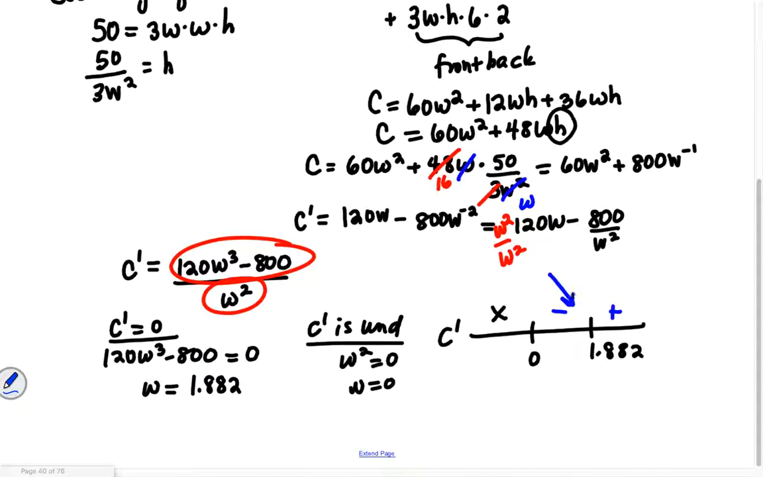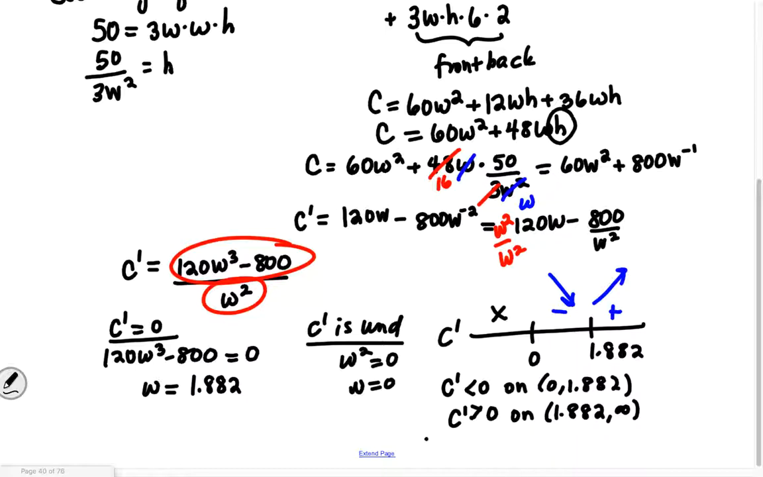So that means that my cost function C decreases and then increases, because C prime was negative and then positive. So we write that somewhere. We say C prime is less than 0 on 0 to 1.882, and C prime is greater than 0 on 1.882 to infinity. Therefore, there's a minimum cost at W equals 1.882.